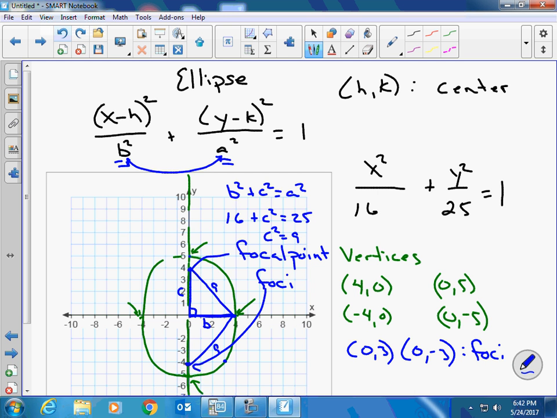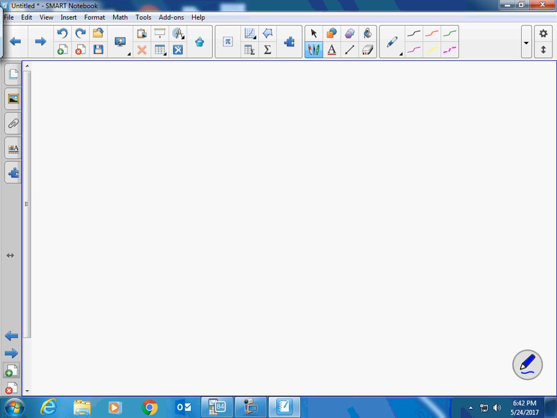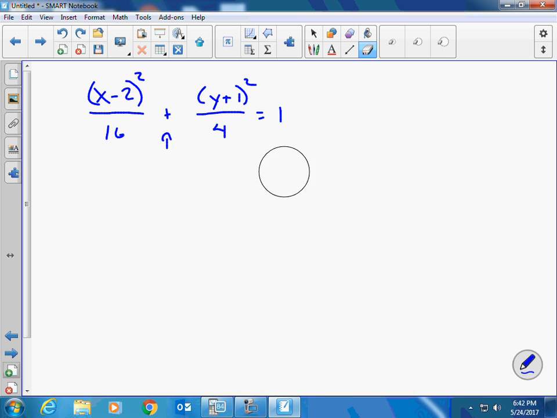Okay, we need another. Let's try. I don't want to go that hard yet. Let's go here. X minus 2 squared over 16 plus y plus 1 squared over 4 equals 1. Notice this is always a plus, this is always a 1. Otherwise, your patterns don't work. Okay, take a second, sketch a graph, find the vertices, find the focal points, and come back when you've got it.